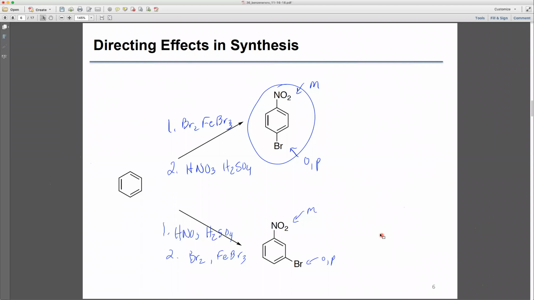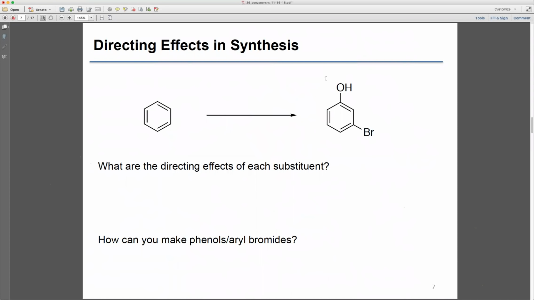So I have a more complex scenario on this slide. So what are the directing effects of each substituent here? What's the directing effect of the OH? Caroline says the OH is an ortho-para director, which is true because we have the lone pairs to push in there and stabilize that sigma complex intermediate. All right, and what's the effect of the Br?